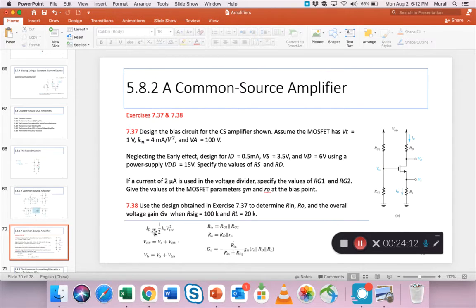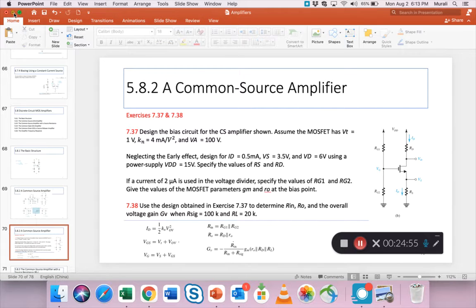So first of all, ID is this, so it helps you find VOV. Then we can find the VGS at the operating point, which is the gate to source voltage, so VT plus VOV. VG equals Vs plus VGS. For this part, you need Rin, which is the parallel combination of this. Then you can find Rin, Ro and overall voltage gain using these formulas.